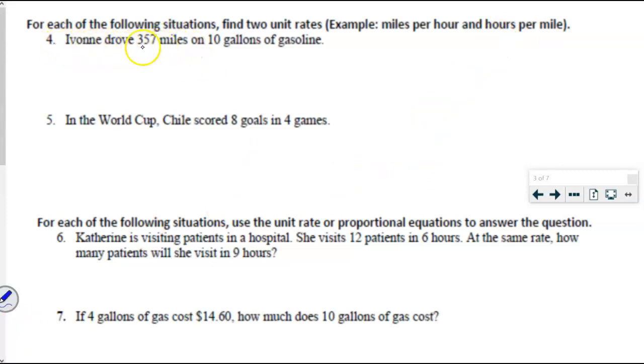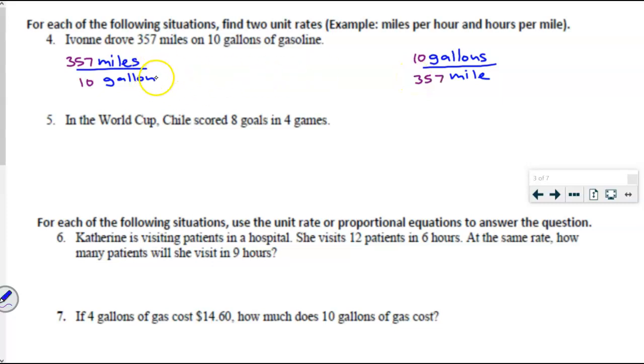All right, number 4, Yvonne drove 357 miles on 10 gallons of gasoline. So what I'm finding, if I'm finding 2 unit rates, I'm going to do one ratio where it's miles per gallon. And then the second ratio where I'm going to change it to its reciprocal and go gallons used per mile driven. Okay, so setting both of these ratios up with the given information, that's going to give me 357 miles for 10 gallons. And I'm going to go ahead and set this one up too. That's going to be 10 gallons for 357 miles.